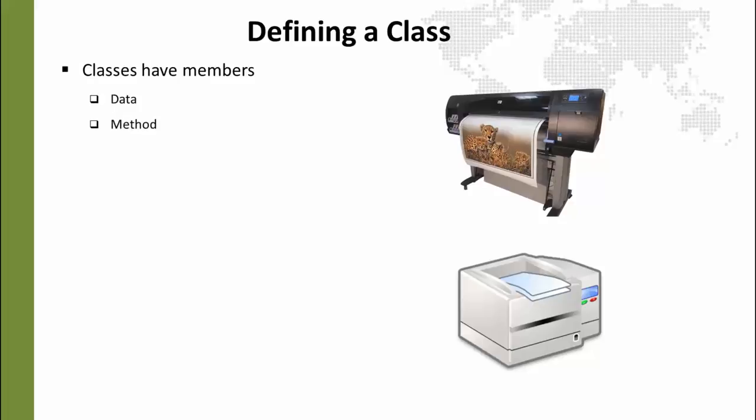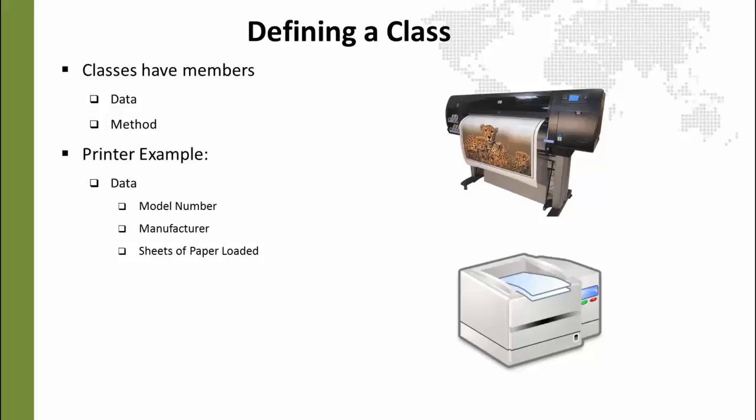And if we look at our printer example again, we can see that here are some things that might be considered data. The model number, a manufacturer, the sheets of paper that are loaded, whether it's color or black and white, whether the printer is currently on or off, things like that. All the attributes that will be specific to a printer. Not just a printer like your printer sitting on your desk, but the current state of that printer. These are the things that are considered data.